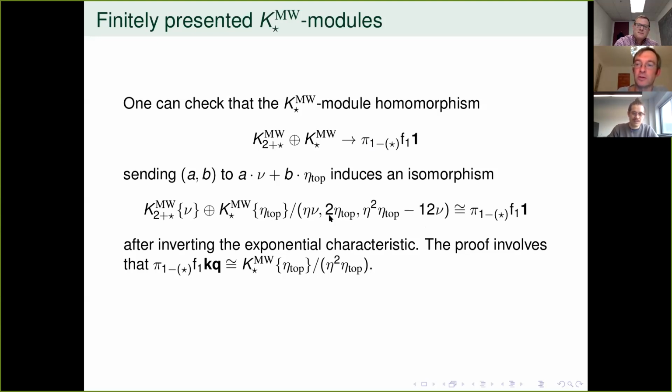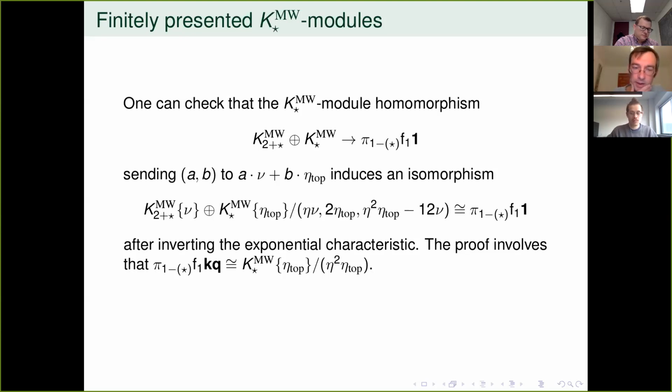Eta top has order two. And then we have this relation, which is also familiar from topology, eta squared times eta top is 12 nu. So if you realize this to the complex numbers, then this becomes eta top cubed is 12 nu top. You can also, if you like, take the real realization of this statement.